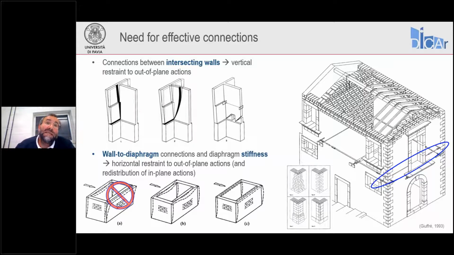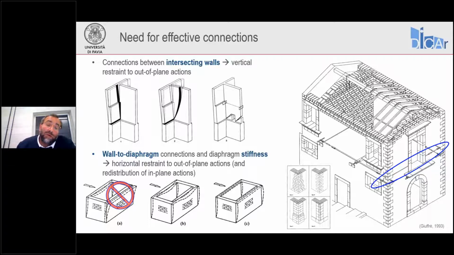So if the distance between the intersecting walls is high, in this case, the central portion of the wall excited out of plane may not be restrained by the intersecting walls and by the tie rods, which are usually running close to or within the intersecting walls.